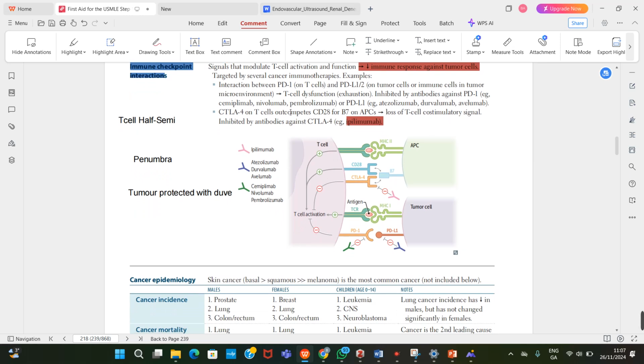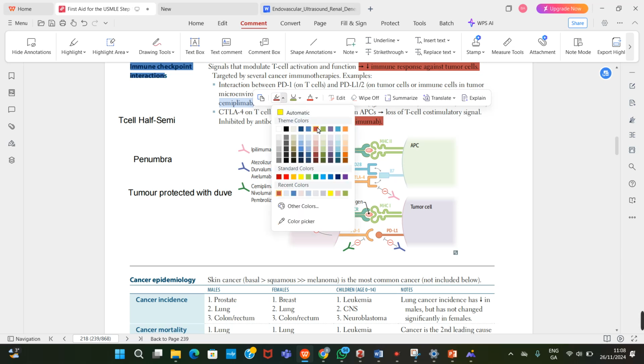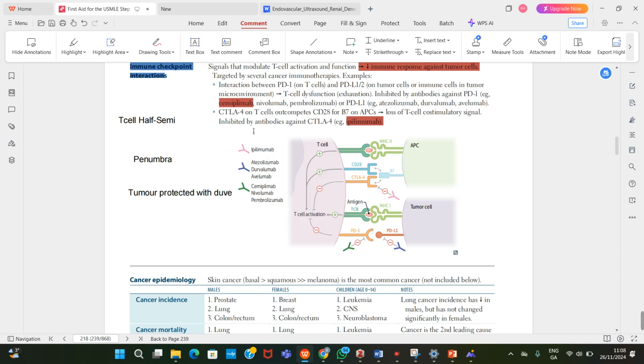These antibodies are very difficult to know, but the way I try to learn it, you divide the T cell into half, semi. If it's only semi, you remember, that is fine. It's very unlikely that they will test it. But me, I just like covering all the bases. USMLE doesn't like testing names of drugs. They will test the concept, not the drugs.